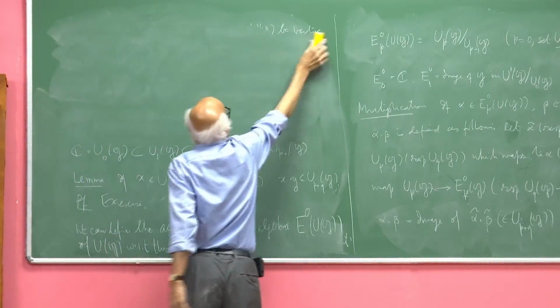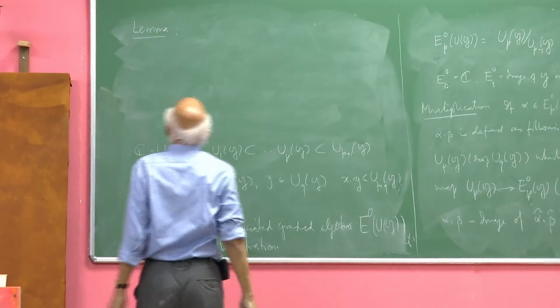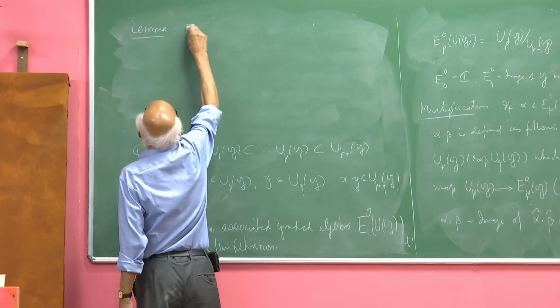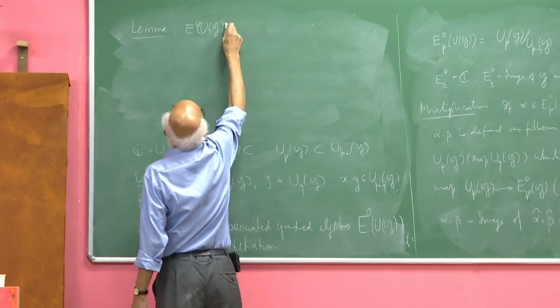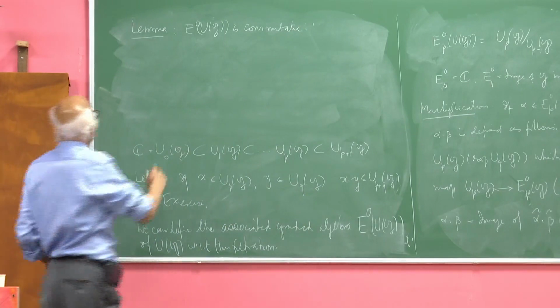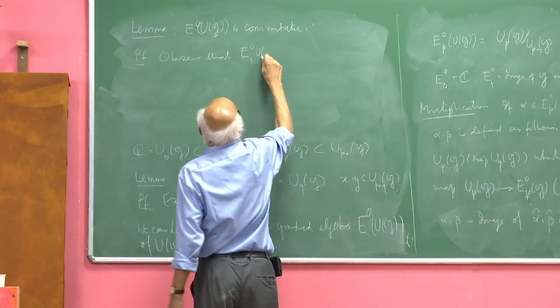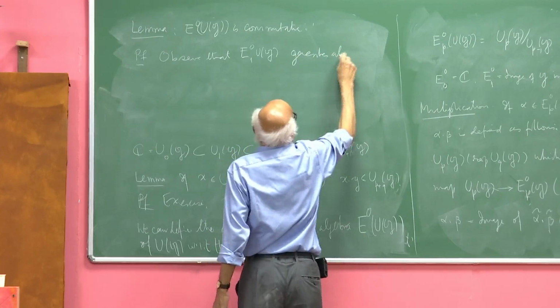And the next lemma, which is easy, is the following. E naught UG is commutative. To see this, first observe that E naught 1 of UG generates all of E naught UG.